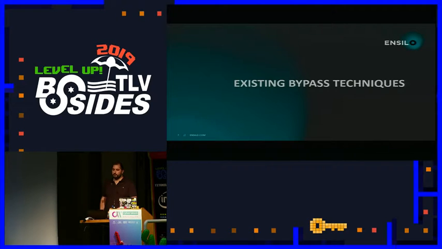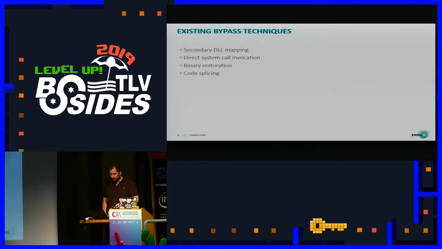Okay, so now we're going to start with all the currently known techniques. Basically, there's about 8 techniques. 6 of them are very common out there. We divided them into 4 different categories. The first one is secondary DLL mapping, which basically means that we are going to create a separate private instance of the DLL that we want to use, and that way it won't have any hooks installed on it.